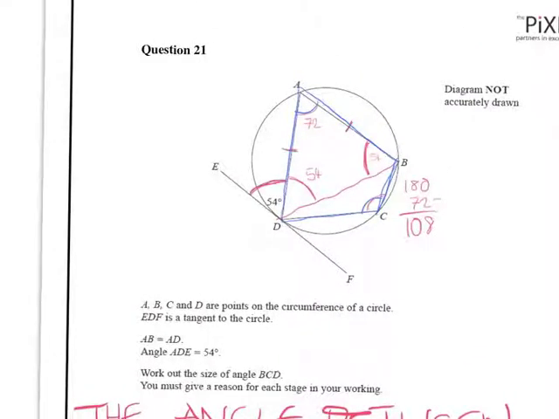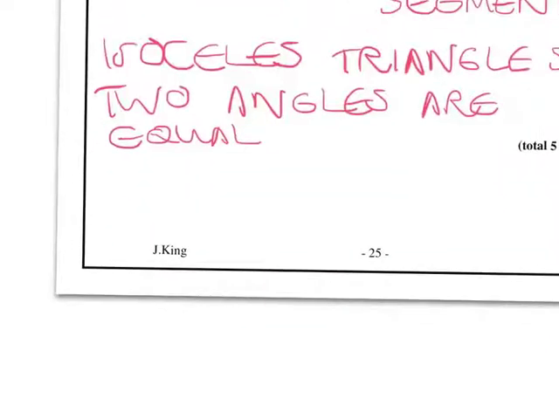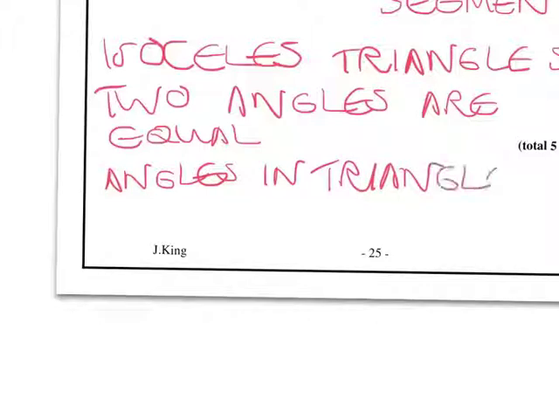So then angles in a triangle add up to 180, so DAB is 72. So angles in a triangle sum to 180.